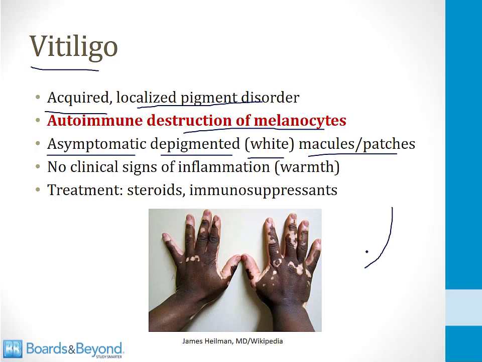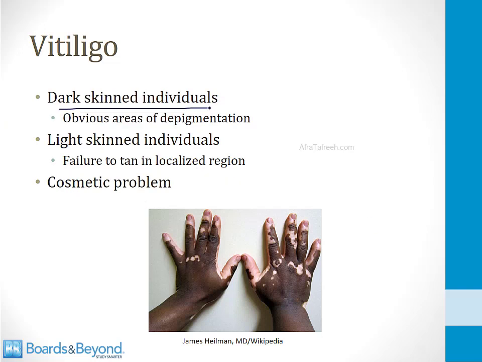This is a classic example shown on the screen here of a person who has these white spots on his or her fingertips. That's caused by vitiligo. There are no clinical signs of inflammation. Even though it's autoimmune, you don't see things like warmth and redness. And because it's autoimmune, it can be treated with immunosuppressant drugs like steroids and other immunosuppressants. So in people who are dark-skinned, this is a very obvious disorder where there are areas of depigmentation, just like this example on the screen here.